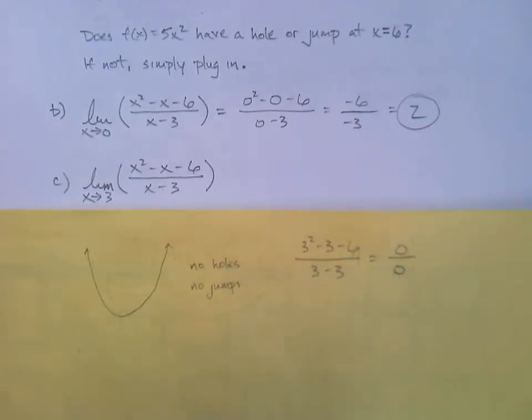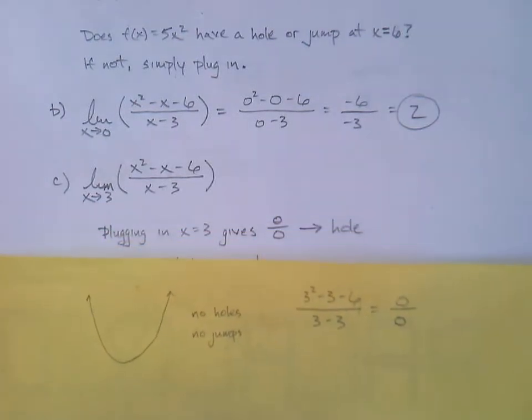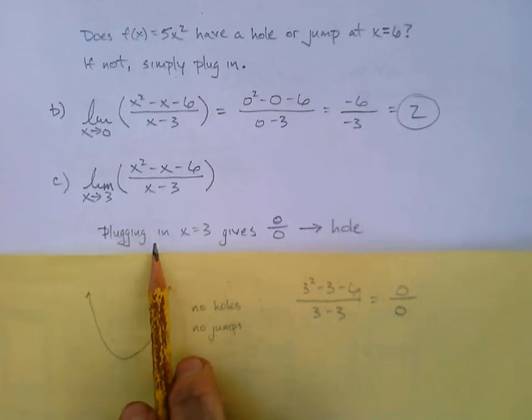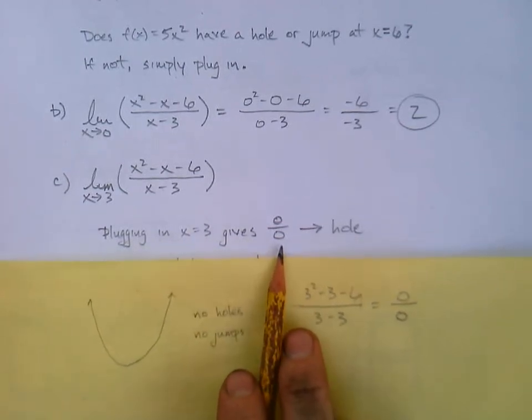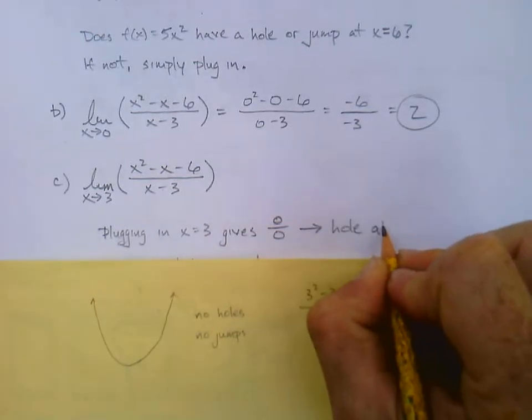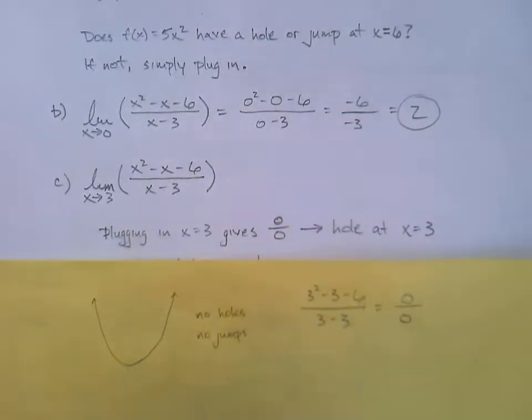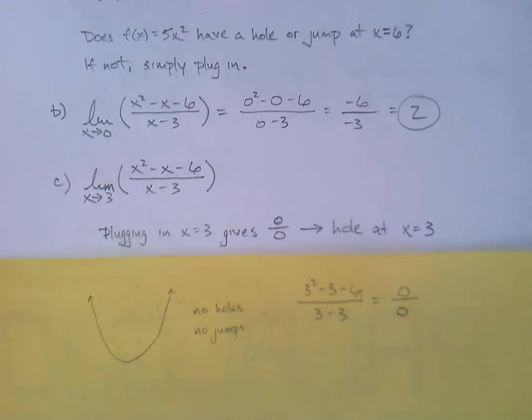I don't know if you learned this back in pre-calc. It might have depended on your teacher or maybe your book. But I'll tell you now. We just discovered that plugging in x equals 3 gives 0 over 0. 0 over 0 means there's a hole at x equals 3. Specifically 0 over 0. If it was some other number over 0, that'd be a different story, and we'll talk about that situation later. But if it's 0 over 0, then that means there's a hole.